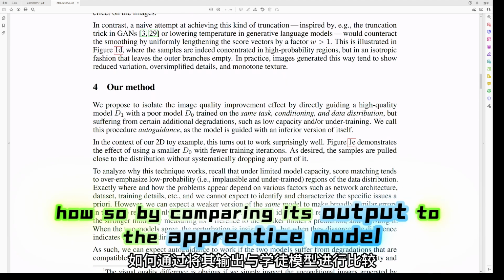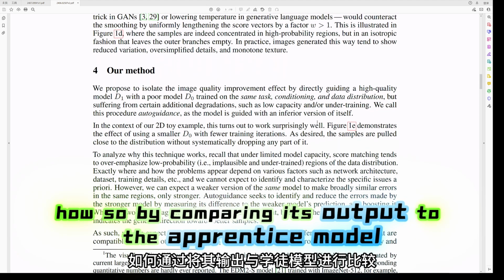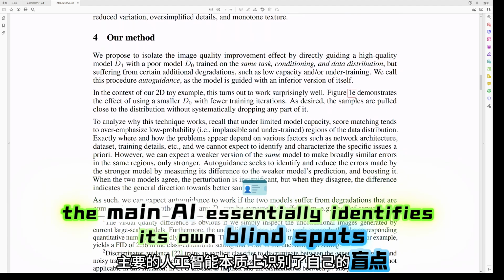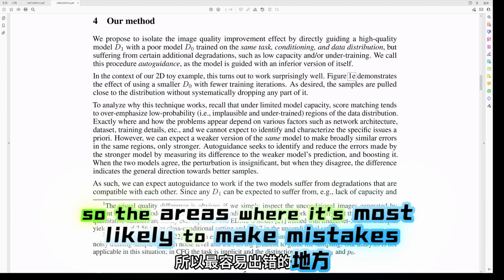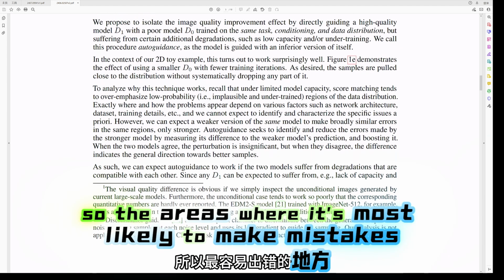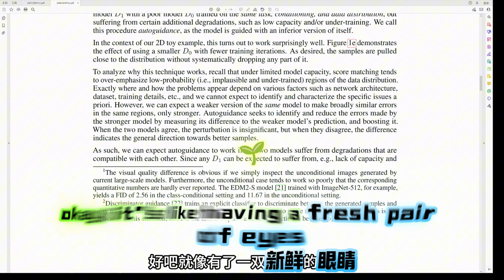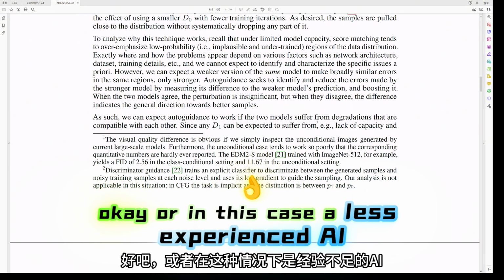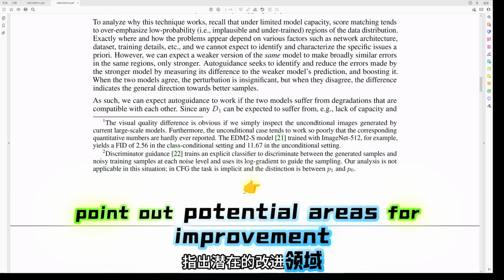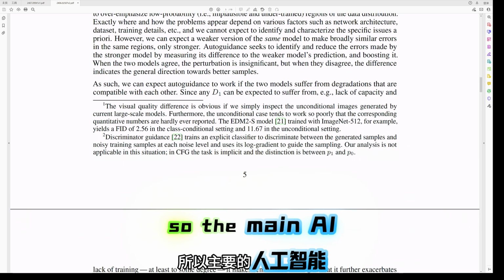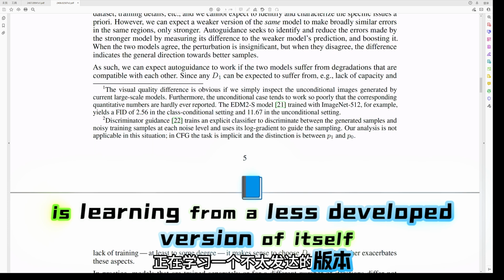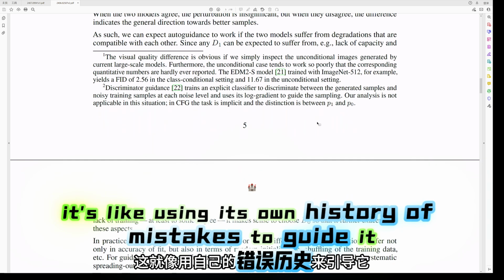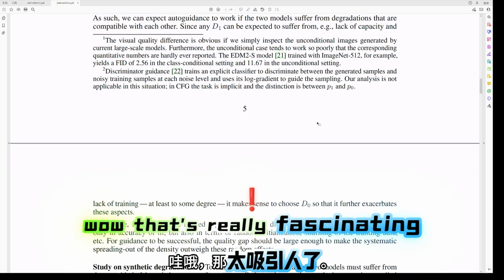How? By comparing its output to the apprentice model, the main AI essentially identifies its own blind spots, the areas where it's most likely to make mistakes or play it too safe. It's like having a fresh pair of eyes, or in this case, a less experienced AI, point out potential areas for improvement. So the main AI is learning from a less developed version of itself. It's like using its own history of mistakes to guide it. Yeah, exactly. That's really fascinating.